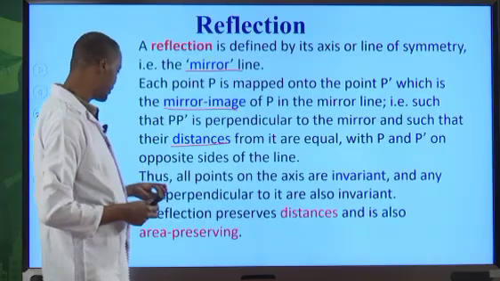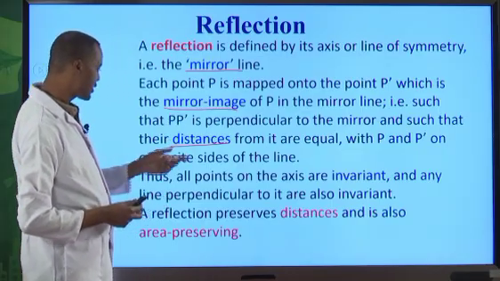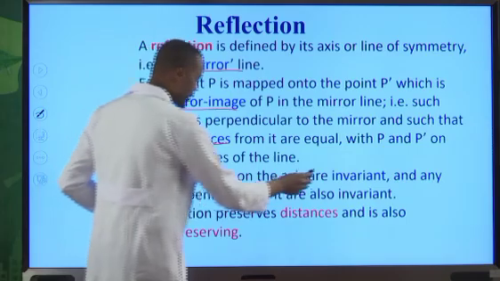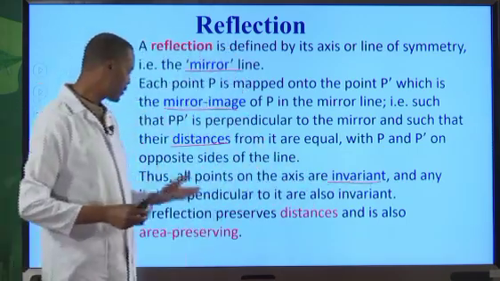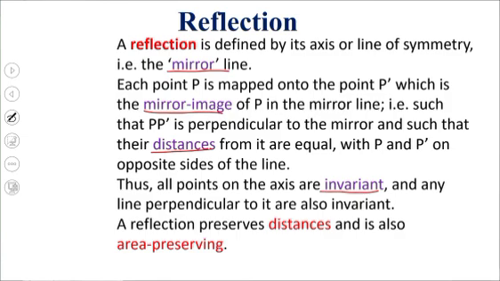Another key point here is that all points on the axis are invariant. If there is a point on the mirror itself, that point will remain invariant, meaning it is not going to be changed by the symmetry operation, which is called reflection.